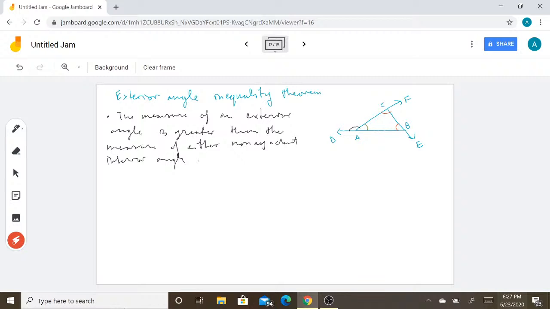And let's say we chose a different exterior angle. Let's say we chose FCB, right? So then the non-adjacent interior angles would become these two here, which are CAB and ABC. And the adjacent interior angle would be right next to it, BCA. So angle FCB would be greater than both this angle and this angle because they're non-adjacent interior angles.